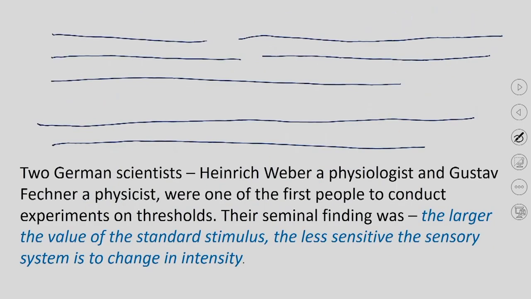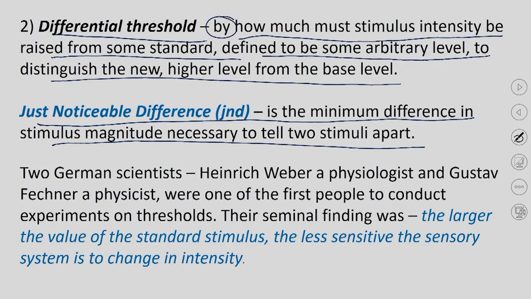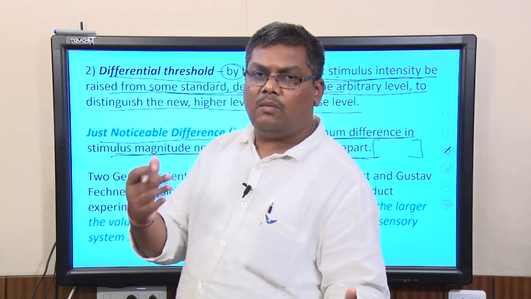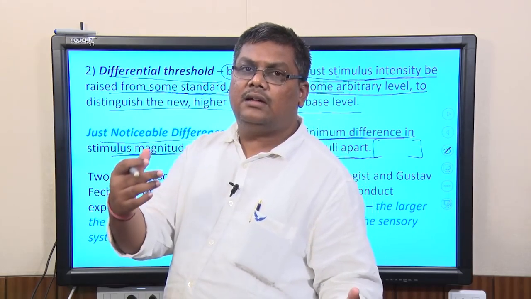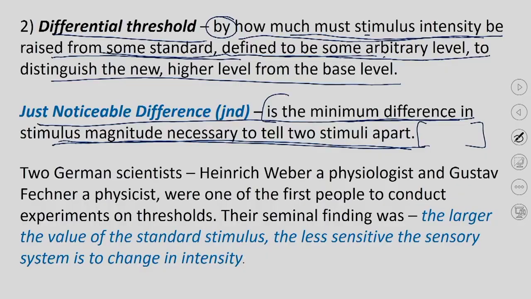Let's understand this. What is the differential threshold? This is the stimulus intensity that should be raised from some standard defined at some arbitrary level. And what is the just noticeable difference? It is the minimum difference in the stimulus magnitude necessary to tell the two stimuli apart. If the initial candle count is 4, how much should I increase or decrease the number of candles so that you see a difference? The answer here is 3 candles, and that is what is called the just noticeable difference.